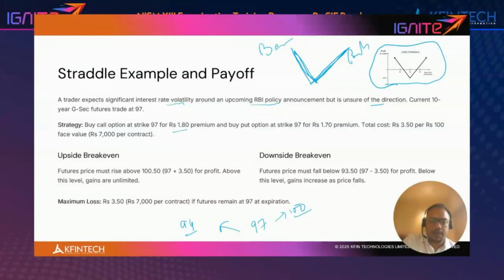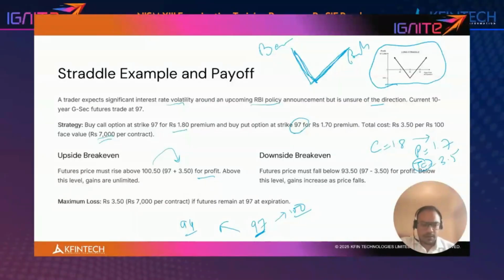The call option premium is 1.8 and the put option premium is 1.7. Strike is 97, so I buy call and put both for 97. Total cost is 1.8 plus 1.7, that is 3.5 total cost, buying the put and buying the call. The future price must rise enough for profit. By how much?